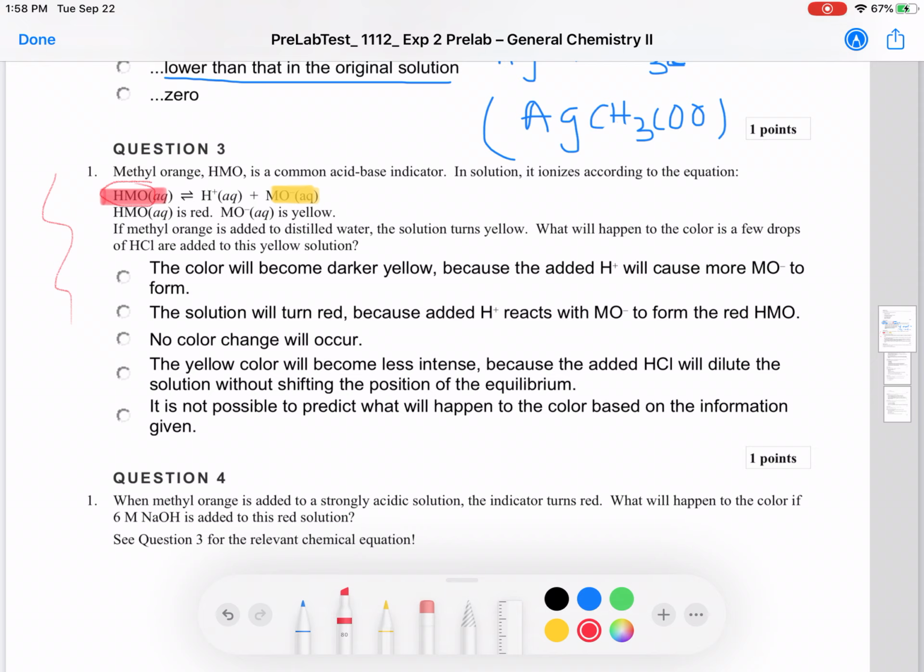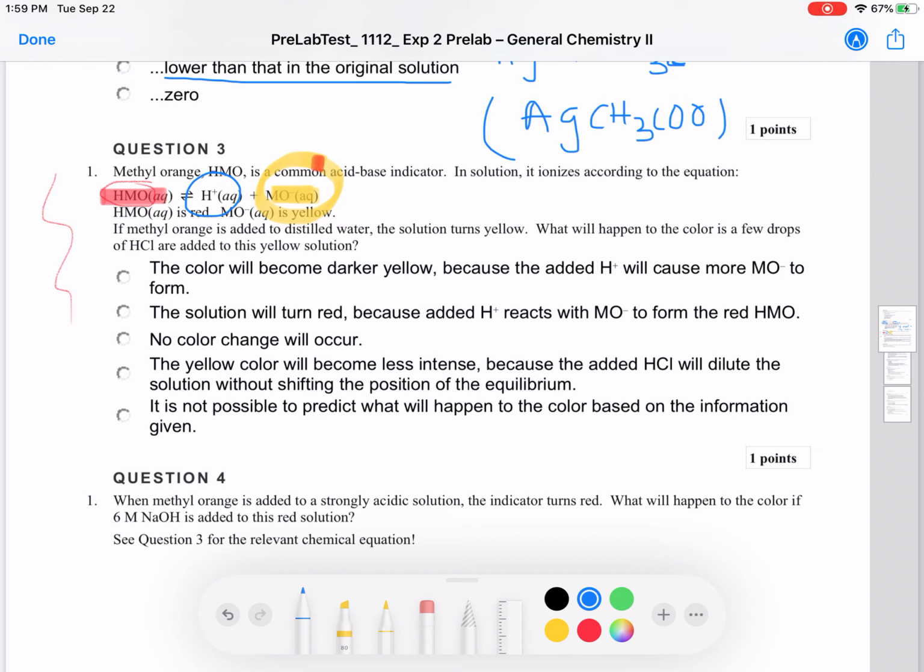If methyl orange is added to distilled water, the solution turns yellow. So in deionized water, the solution is yellow, this one over here. What will happen to the color if a few drops of HCl are added to this yellow solution? What are we doing here? We are adding H plus.